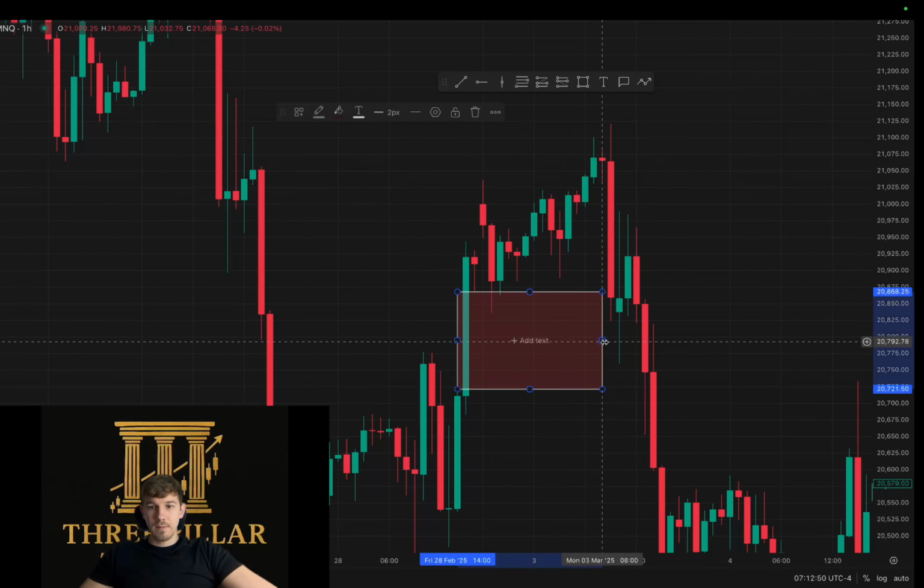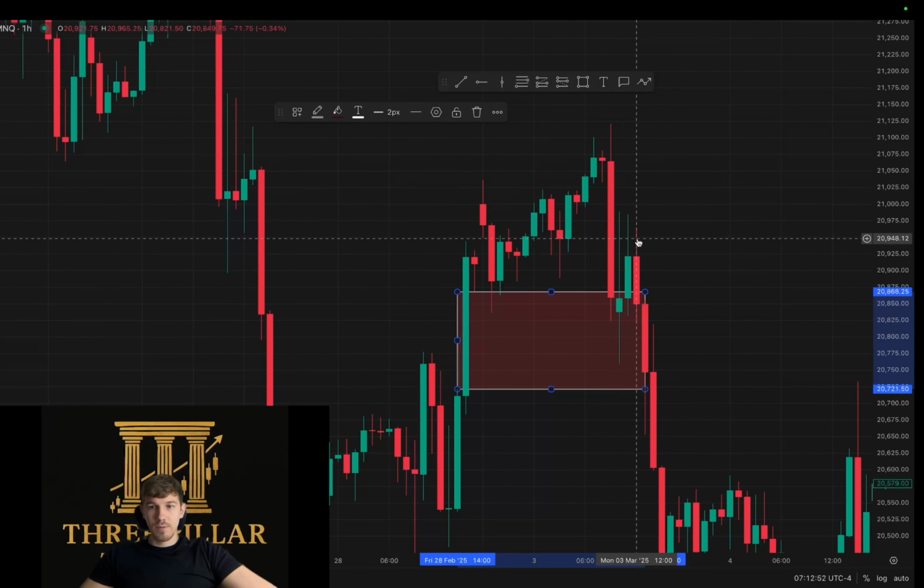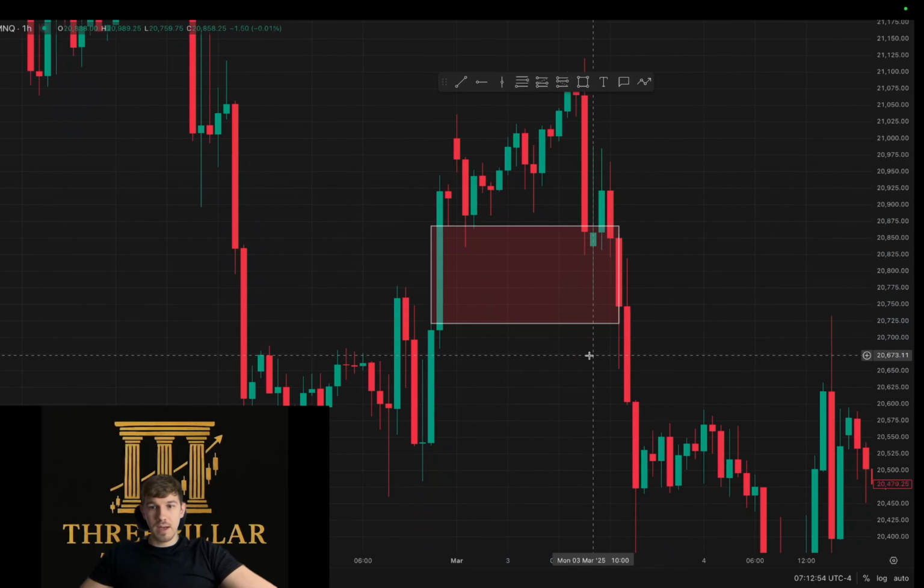And again, it tapped it here as well, moved up slightly, but then we actually ended up reversing and we closed below the fair value gap here. So we've got an inverse fair value gap here.